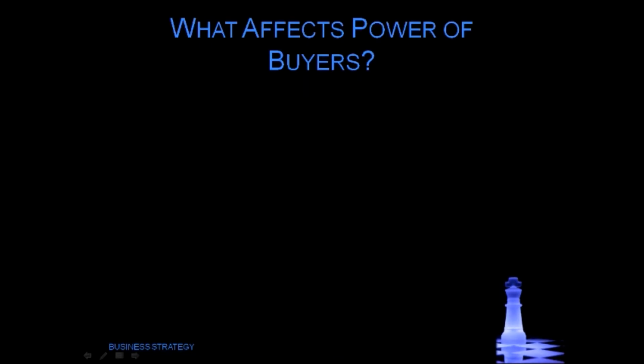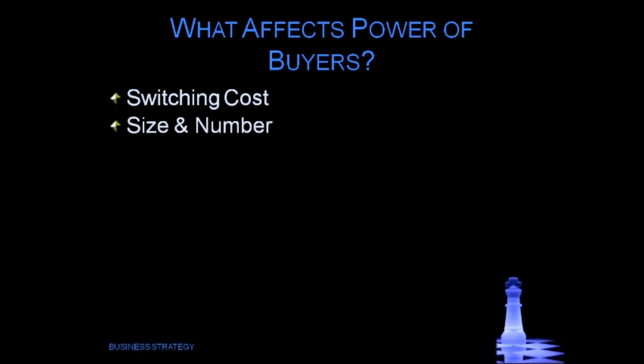So what affects the power of buyers? Well, switching cost. Switching cost is how much it costs to move from one product to a similar product or from one particular company to another. So for example, what would it cost for me to change from McDonald's to Burger King? How many buyers there are? In general, the more buyers there are, the less power they have. And the bigger the buyer, the more power they have.